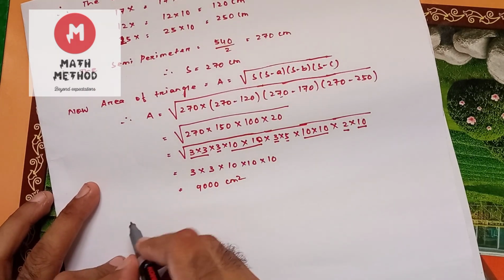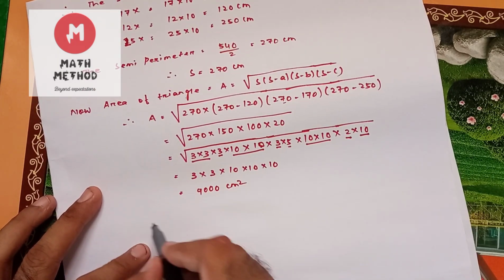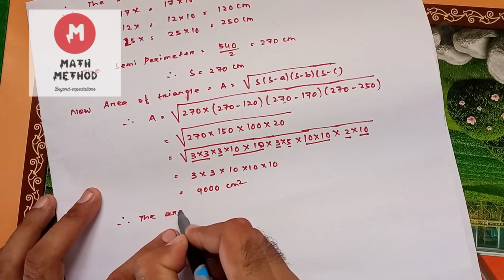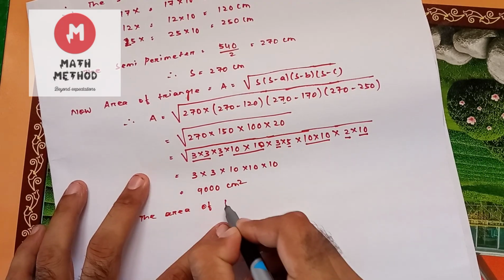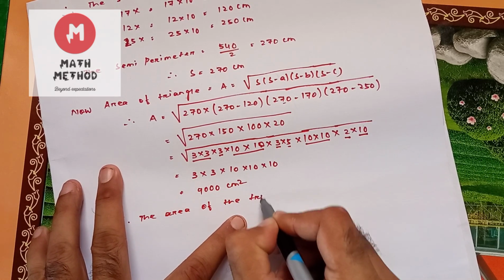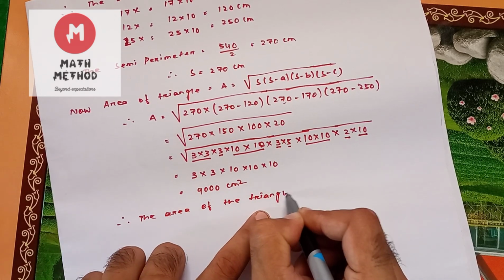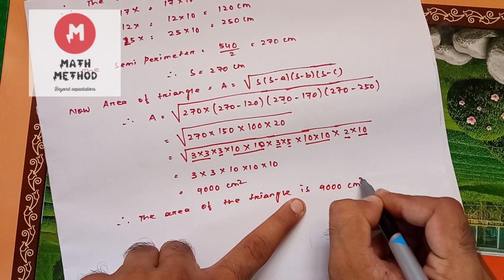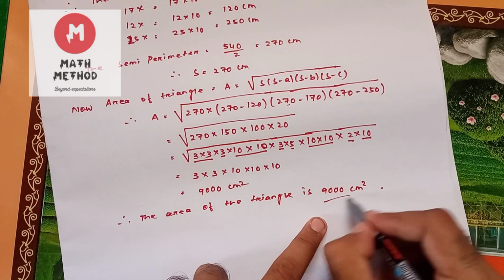The question is find its area. Therefore, the area of the triangle is 9000 centimeter square. Clear? This is our answer.